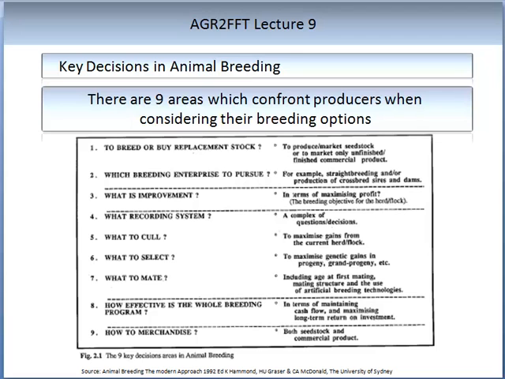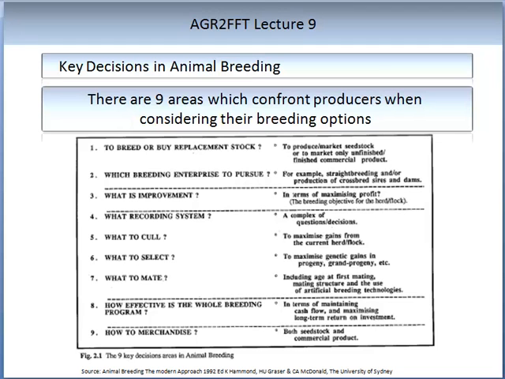Number 3, what is the improvement? This may seem like a simple question, but in reality it is actually complex. What is it that you need to do in order to maximize profit for your breeding objective and programs? Once you have identified these, some of the other decisions will become more simple.